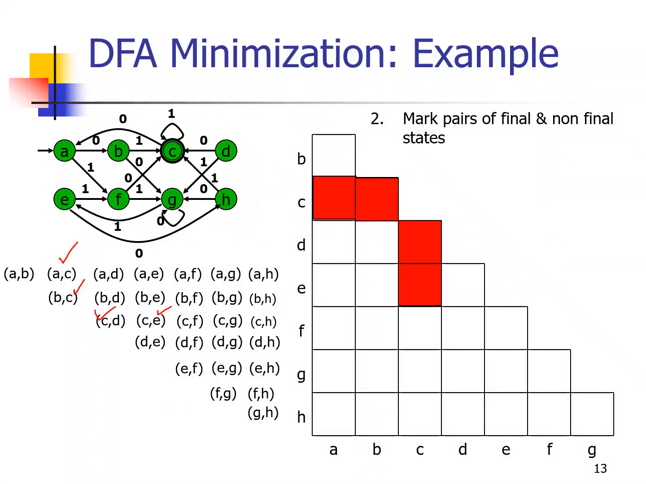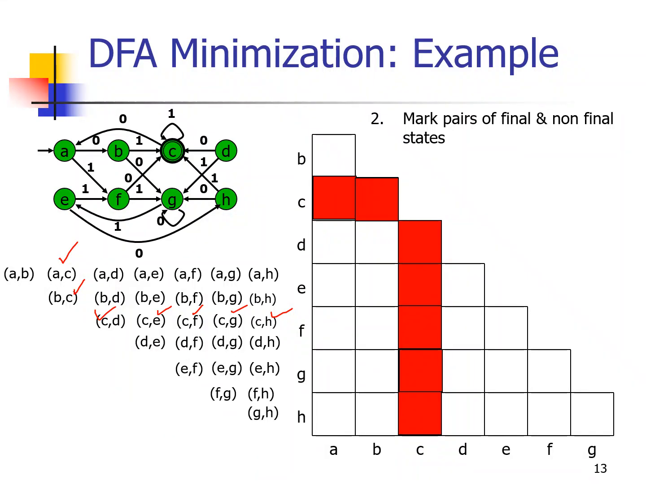Then CF you can mark it. Another one is CG, mark it, right? Then CH is also you can mark it, right? Which are the non-marking pairs of states? The rest of the pairs are non-marked.